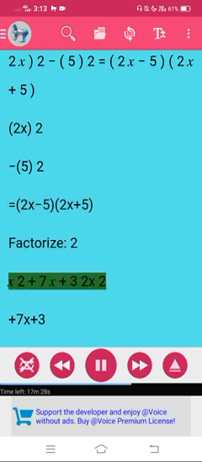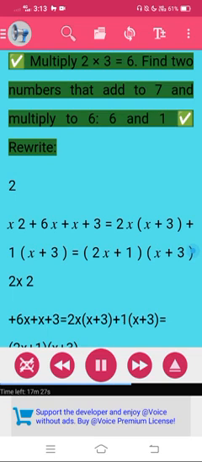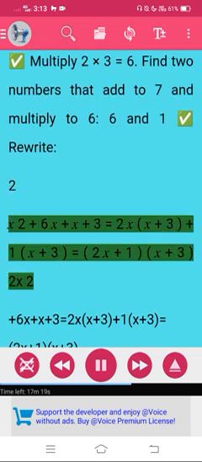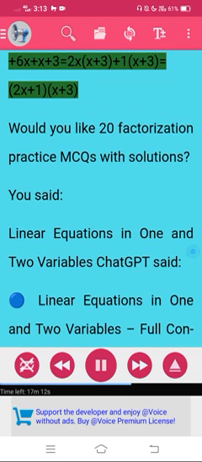Factorize 2x² + 7x + 3. Multiply 2 × 3 = 6. Find two numbers that add to 7 and multiply to 6: 6 and 1. Rewrite: 2x² + 6x + x + 3 = 2x(x + 3) + 1(x + 3) = (2x + 1)(x + 3).